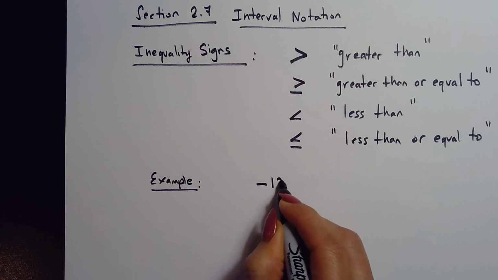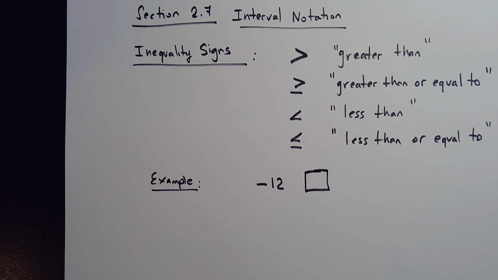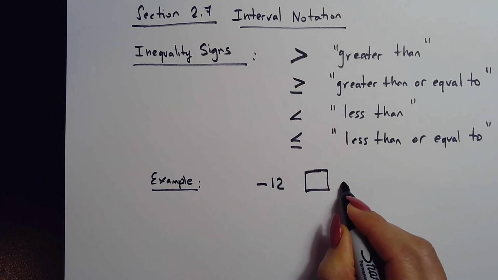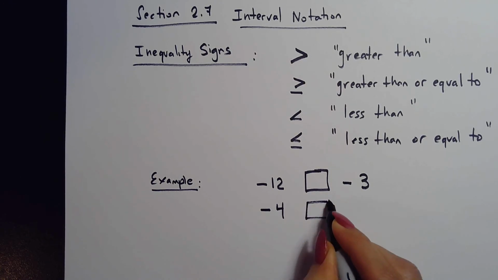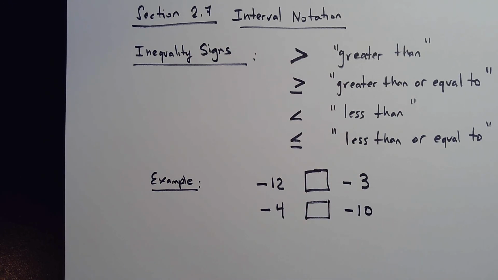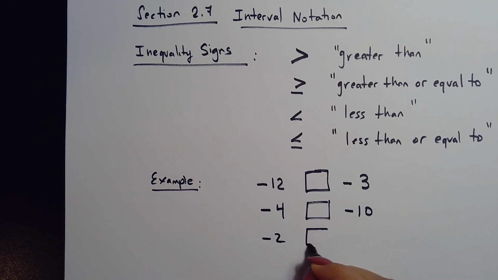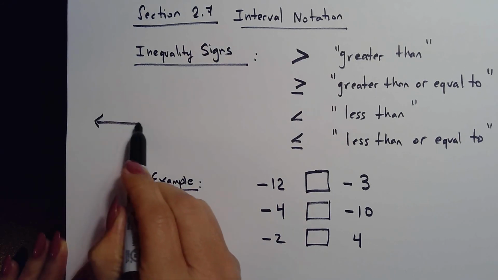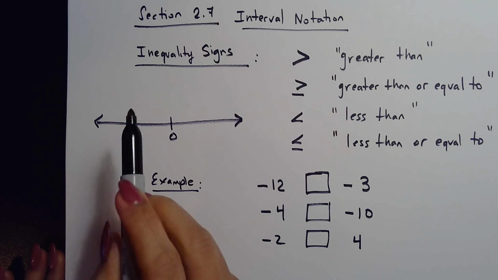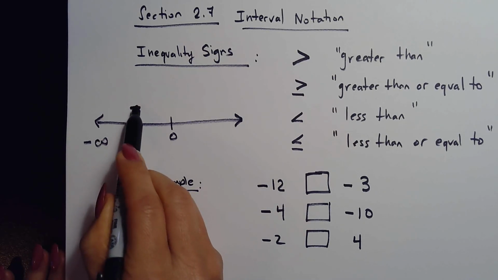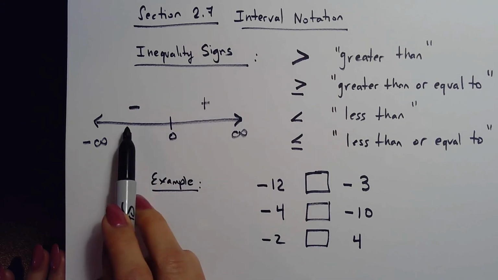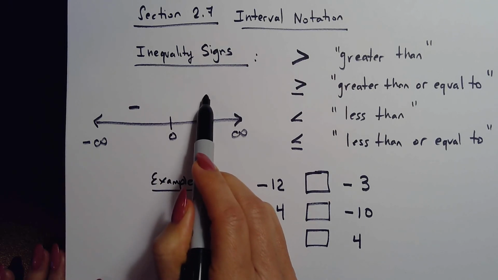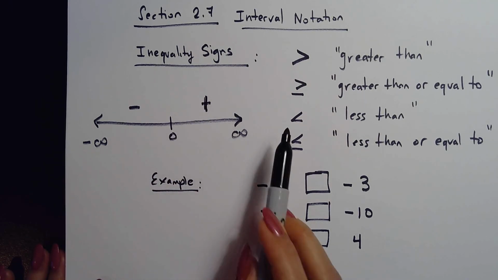Say we have -12, and then we're going to insert the right inequality symbol or sign, and then -3. -4 compared to -10, and -2 compared to +4. Remember that on the number line, numbers to the left of 0 are negative, and numbers to the right of 0 are positive, and numbers get smaller as they move farther and farther away from 0 to the left, and they get larger as they move farther away from 0 towards the right.